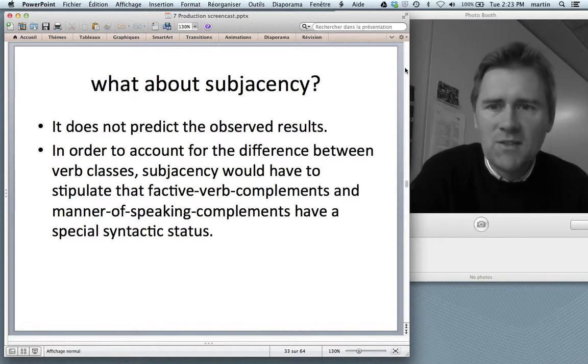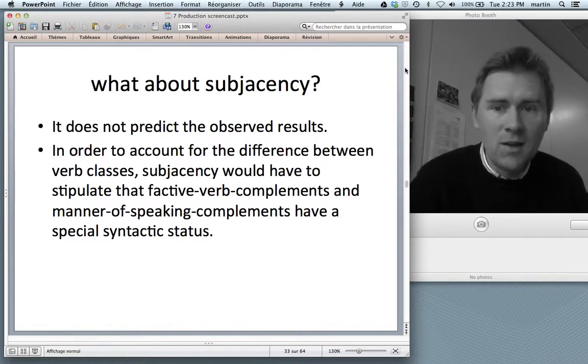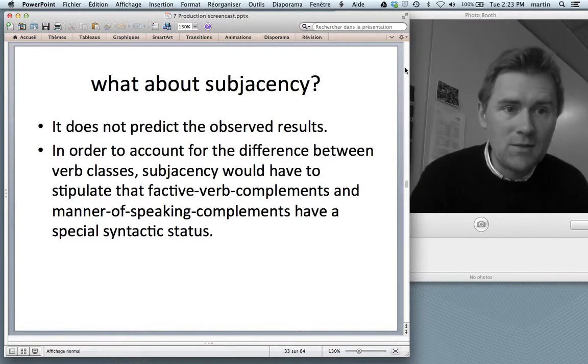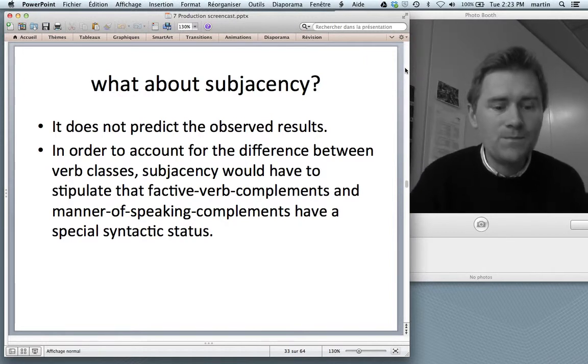What about subjacency? Well, subjacency does not predict the observed results. In order to account for the difference between the different verb classes, subjacency would have to stipulate that factive verb complements and manner of speaking complements have a special syntactic status. In other words, it would have to fiddle with the lexical entries in order to predict these results. And as I said, this is slightly difficult with a dictionary and grammar kind of setup.